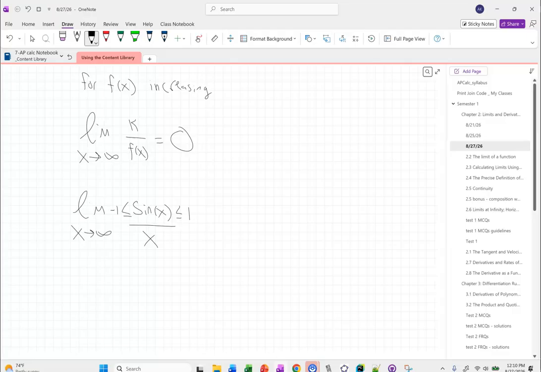What's going to happen on the bottom? It's going to increase. It's going to get super big, right? So what is this heading to? 0. So did the trig function matter at all to me? No, because I knew it was bounded between negative 1 and 1. It's going to act enough like a constant that I don't care. Pretty okay with that?